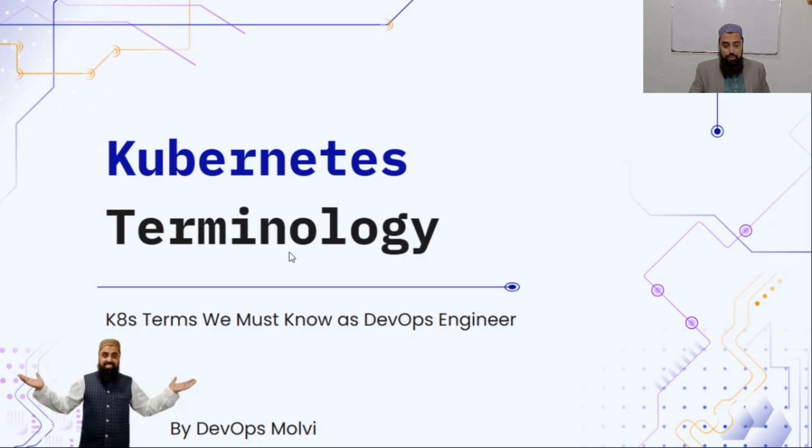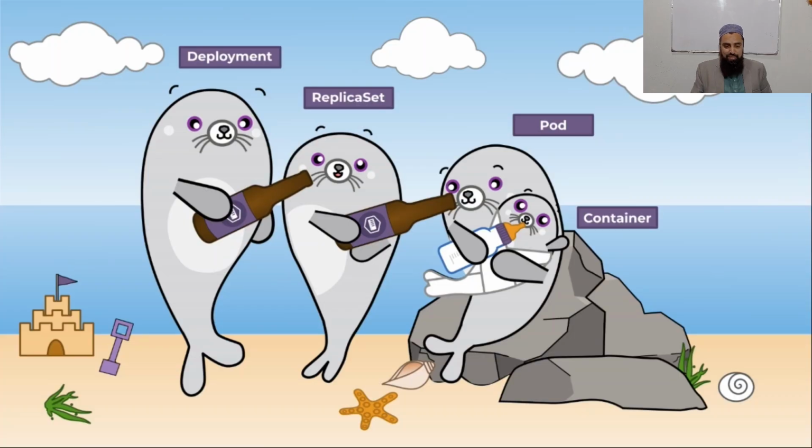Let's get started with Kubernetes terminology, Kubernetes terms we must know as a DevOps engineer. So that is one of my favorite illustrations, you can say, of how we can quickly learn by watching this picture: the most superior deployment contains a replica set, and a pod contains a container. So that is actually a funny thing, but literally it is the core concept.